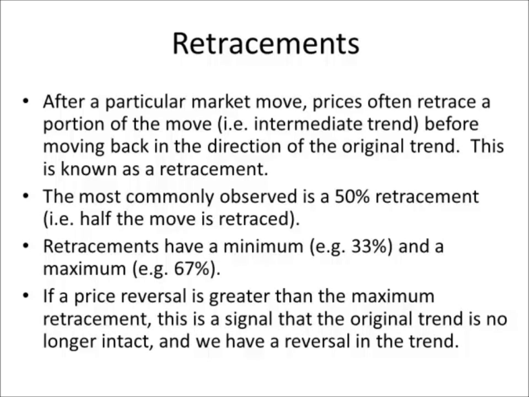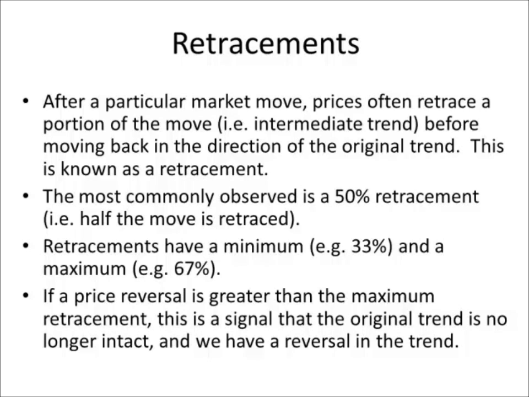Now in Dow theory, we talked about the 50% retracement. This is one of the common ones that occur. A 50% retracement means that half the move is retraced or reversed. So if the price moves from 100 to 200, a 50% retracement would be moving from 200 to 150.